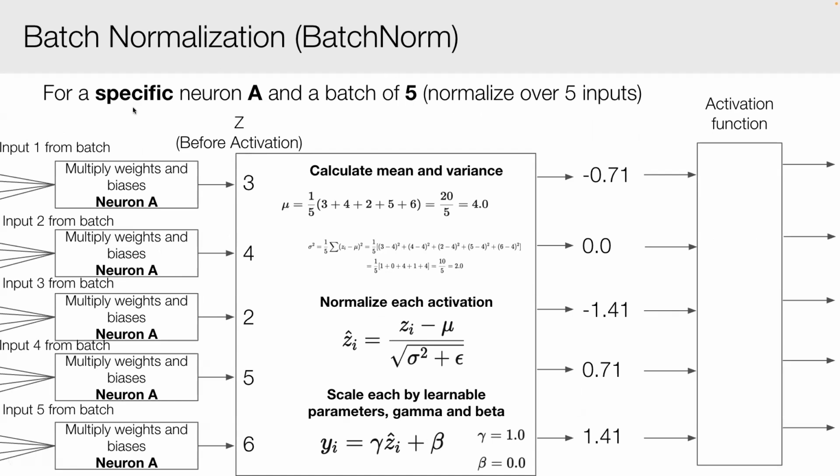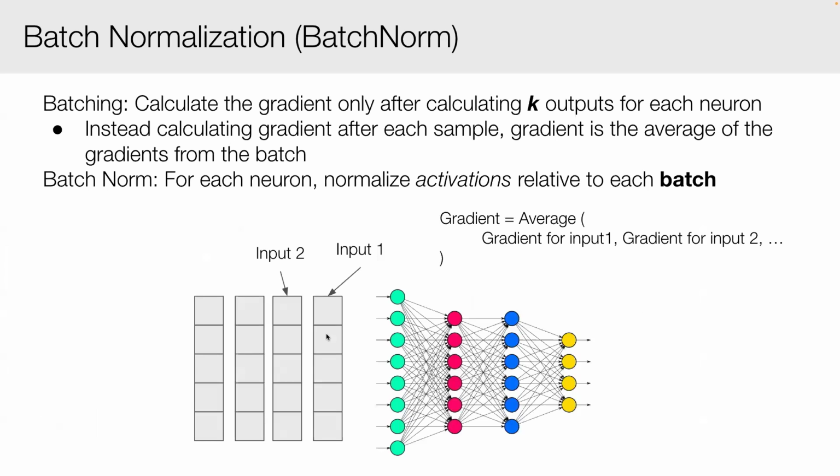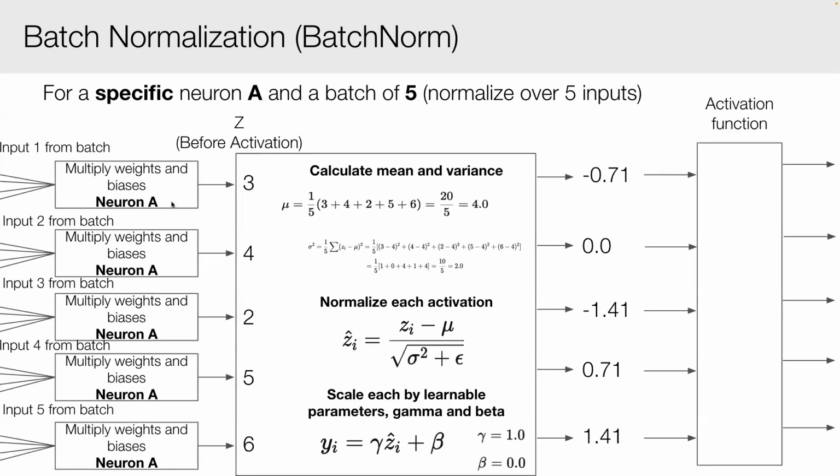So again, imagine that in parallel, at the same time, I'm inputting the first input, the second input, and third input into my neuron. I multiply the input by the weights and biases, and then I get the numbers 3, 4, 5, 2, 5, 6, whatever. What I then do, and again, these are my pre-activations, I haven't passed them through my ReLU or softmax or whatever.